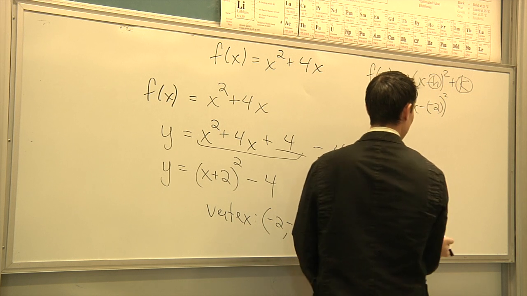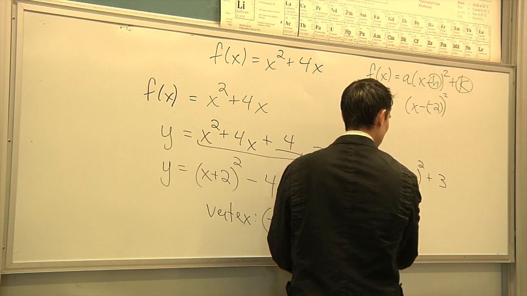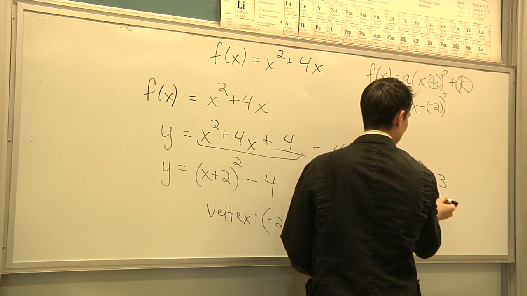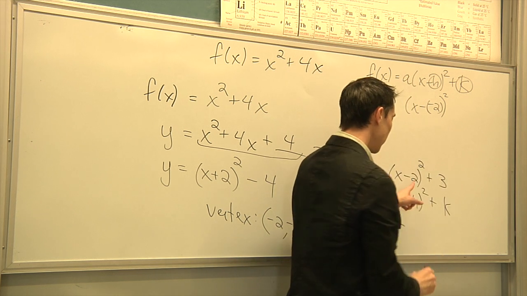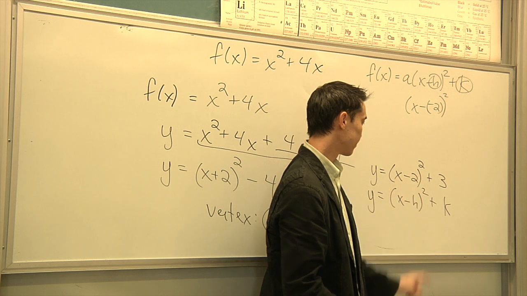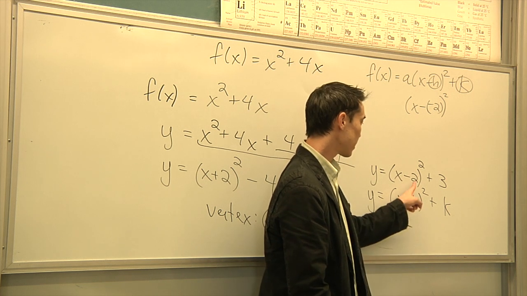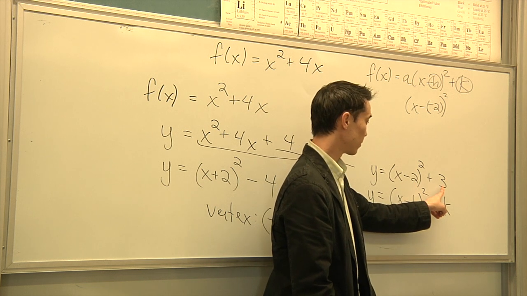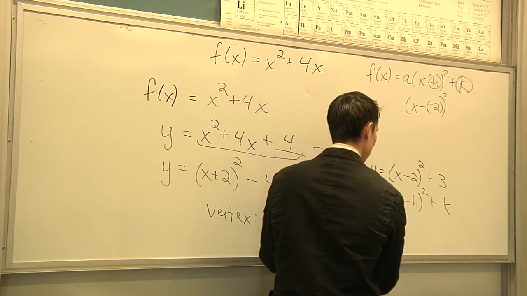Mhm. Okay. Now, let's look at the formula. x minus h squared plus k. So tell me what h is in this problem. 2. Yeah, right? Because the minus is already there. And what's k in this problem? 3. Great. And now look at the new problem we have.